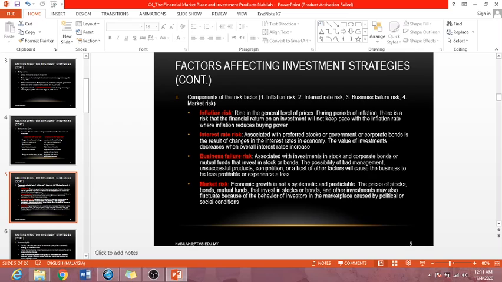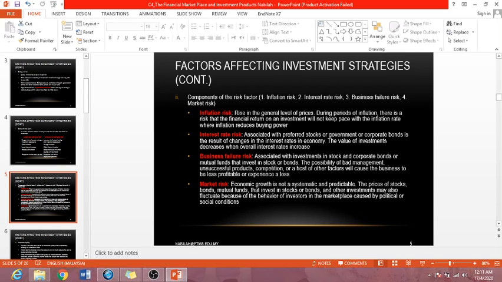And why do you need to consider inflation risk? Because if inflation happens, there is a risk that the financial return will not keep pace. Maybe at the beginning of the year you expect this is the return you will get, but at the end of the year it might not happen as you expected, because of inflation. The second is interest rate risk.